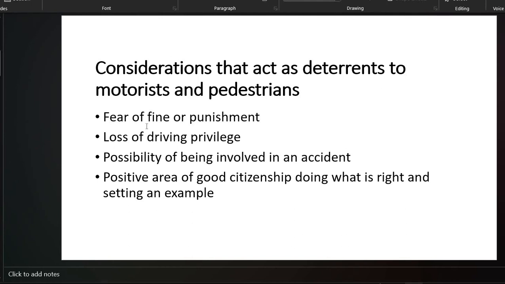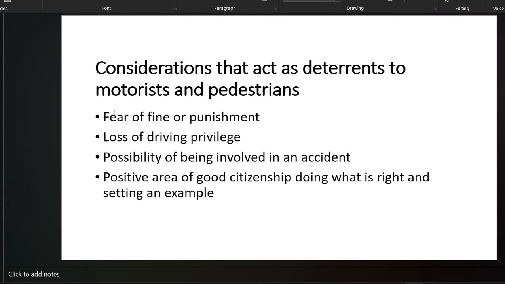Deterrence: fear of fine or punishment, yung multa. Loss of driving privilege. Possibility of being involved in an accident, positive area of good citizenship, doing what is right, and setting an example. So, ito yung mga kadalasang reasons bakit yung iba ayaw mag-violate. Takot magmulta, takot mag-penalty, takot mawala ng driving privilege kapag hindi nila inayos yung kanilang performance or behavior in terms of driving. Possibility of being involved, yung mga nai-involve sa aksidente, it could be by negligence, accident. Positive area of good citizenship, doing what is right and setting an example.